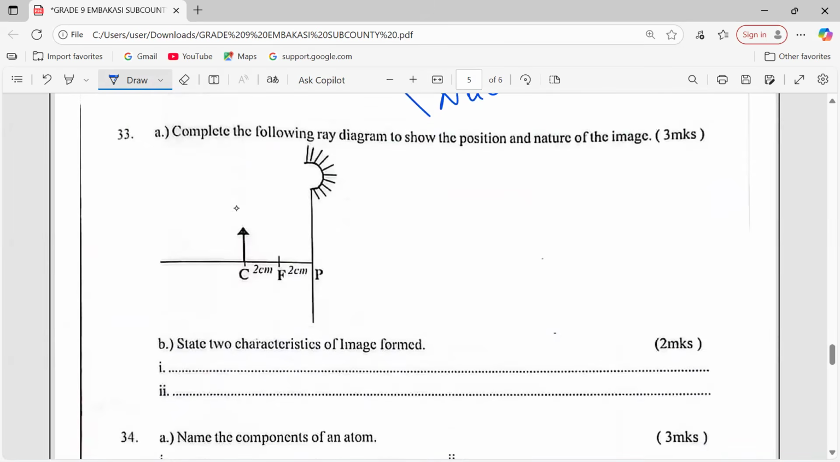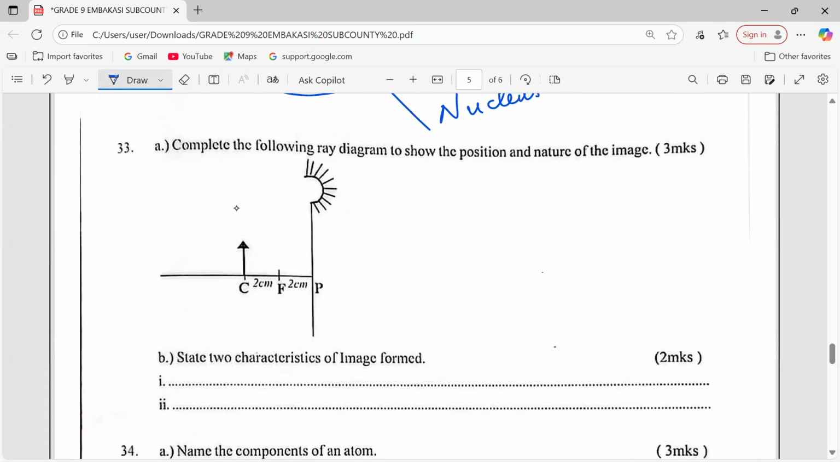Complete the following ray diagram to show the position and nature of the image. We're having a certain image here. We are supposed to draw ray diagrams so that we may show where the image is formed. We are supposed to know about 3 basic rays and how they behave after they have been refracted. For example, a ray from the tip to the mirror is usually reflected through the principal focus. That one is given.